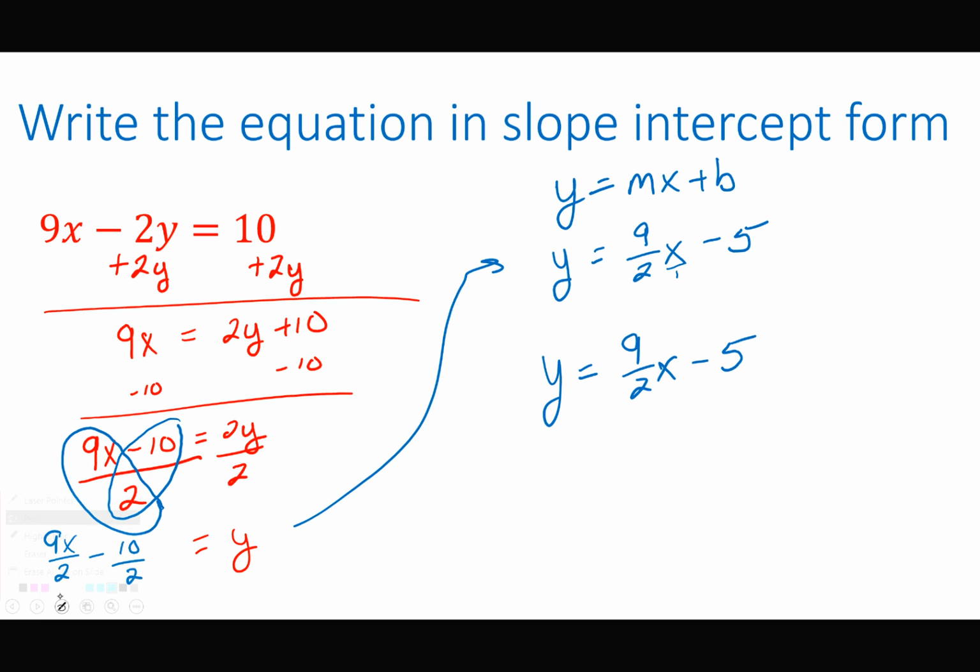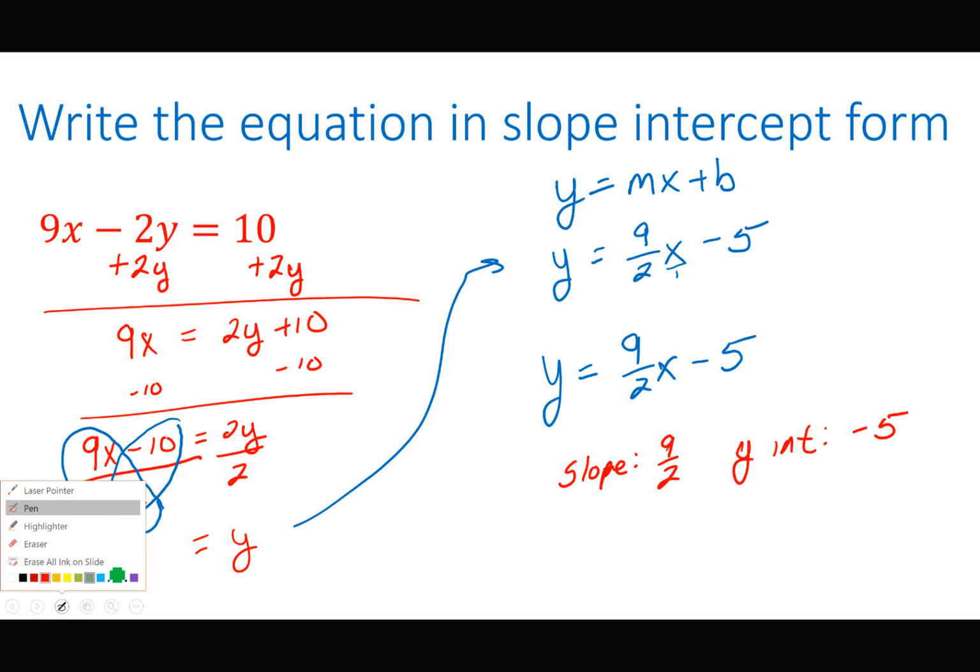From this, I can now recognize, okay, I have a slope of 9 halves, and I have a y-intercept of negative 5. From earlier on, if we hadn't done that heart surgery, it's harder to see what the slope is and what the y-intercept is, because I have an expression 9x minus 10 all being divided by 2. What I want to do is perform that heart surgery to break those apart, so I can clearly see, okay, this is the y-intercept and this is my slope.